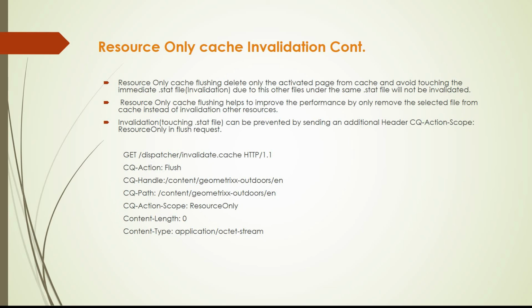So it will help us to improve the performance, as I already explained. If you are going to invalidate the whole cache due to one resource modification, it is going to create more load on the publisher. So how can this be achieved? What is the configuration to achieve this? We have to send an additional header in the flush agent: CQ-Action-Scope with the value ResourceOnly. You can see here I am sending CQ-Action-Scope ResourceOnly. It means this flushing is only for the resource, not for the .stat file.